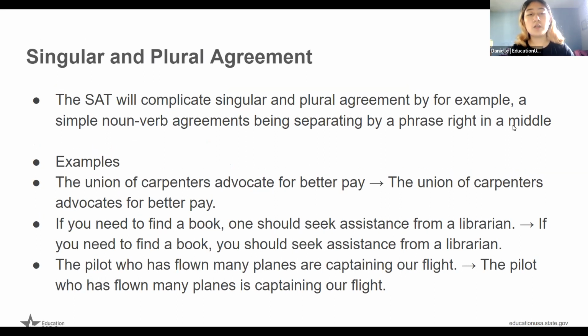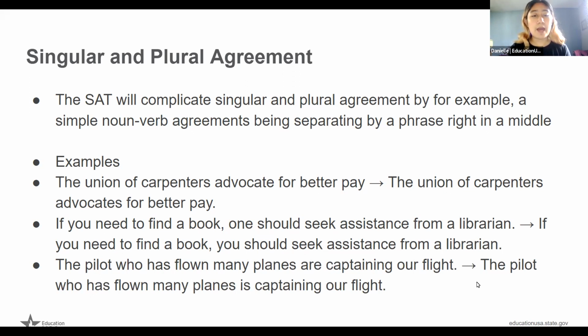Okay, so singular plural agreement. This is just implying that the noun and verb agreements in these sentences should follow the same form, singular or plural. For example, the union of carpenters advocate for better pay. If you said that, I'll understand you. More technically, though, you want the noun and the verb to both match in singular or plural form, which is why this section is called singular plural agreement. The union of carpenters advocates for better pay.